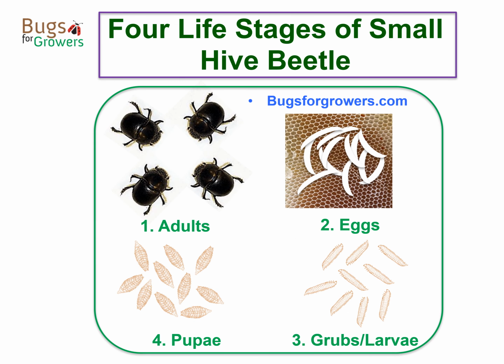For developing effective control methods, it is important to know the presence of different developmental stages in the life cycle of small hive beetles. In the life cycle of small hive beetles, there are four developmental stages including adults, eggs, grubs, and pupae. Accurate identification of these stages is important to confirm the identity of small hive beetles.